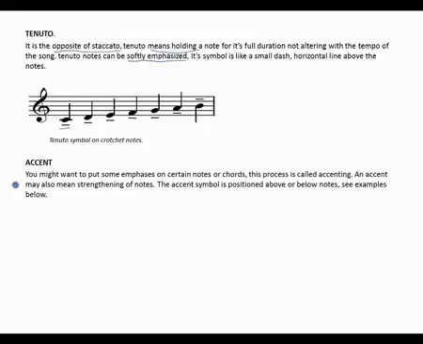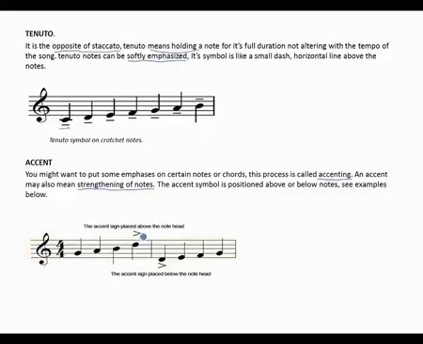Accents. When we play music, we often come across this, where you are asked maybe to accent a particular chord or a particular note or a particular phrase if you are singing. So you might want to put some emphasis on certain notes and chords. This process is called accenting. An accent may also mean strengthening of notes. The accent symbol is positioned above or below notes. Let's see examples below. There we go, accent symbol above, and this is below the notes.